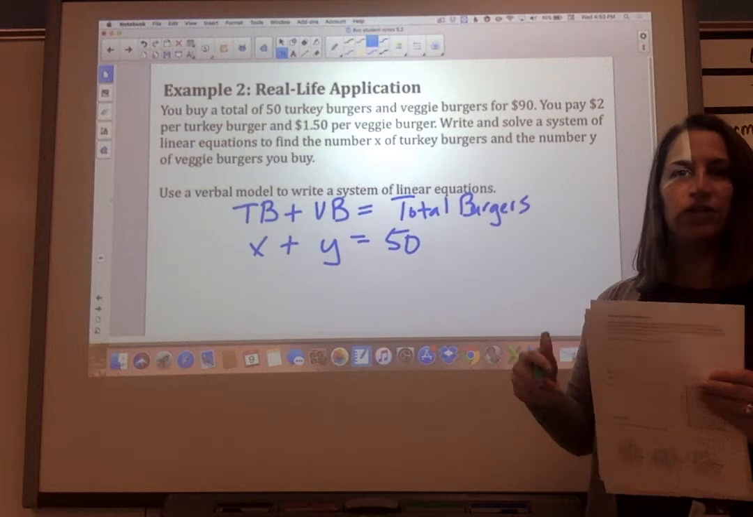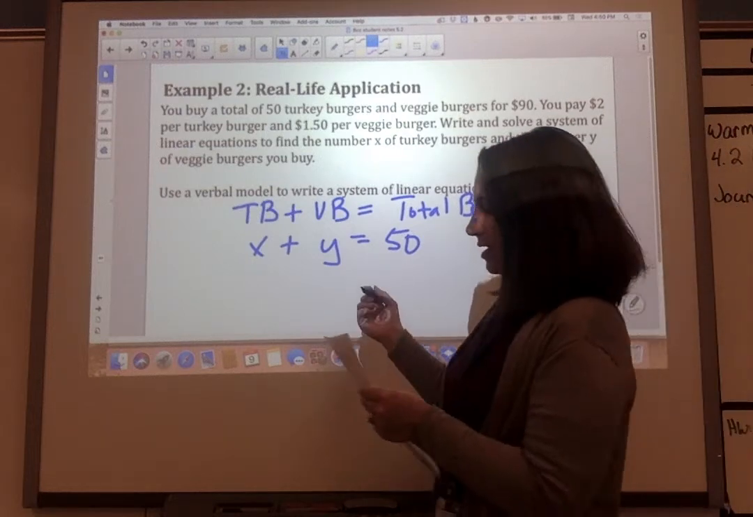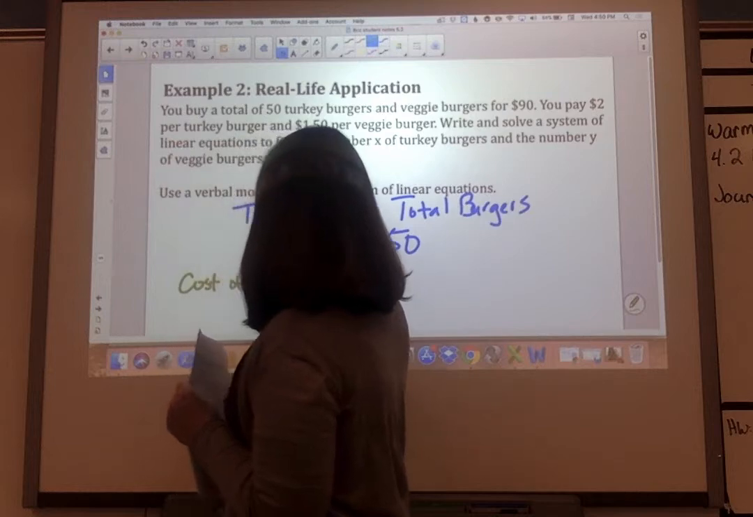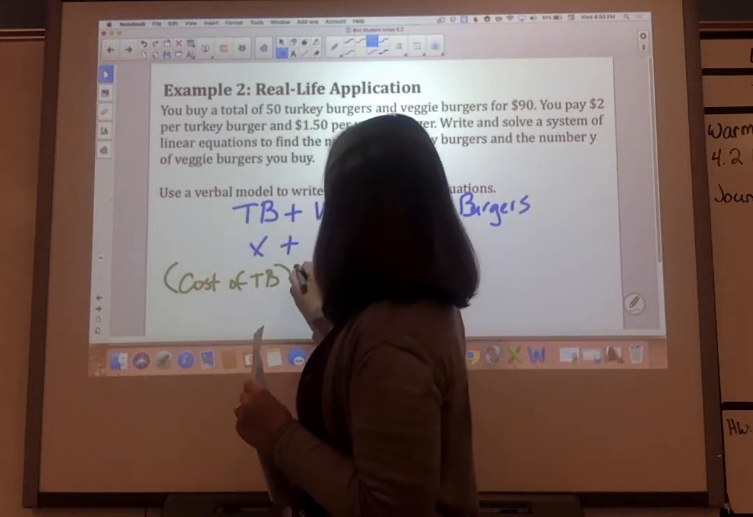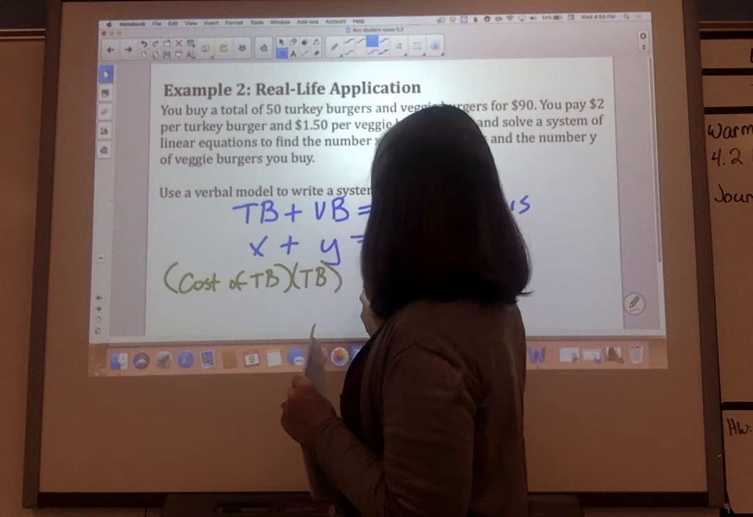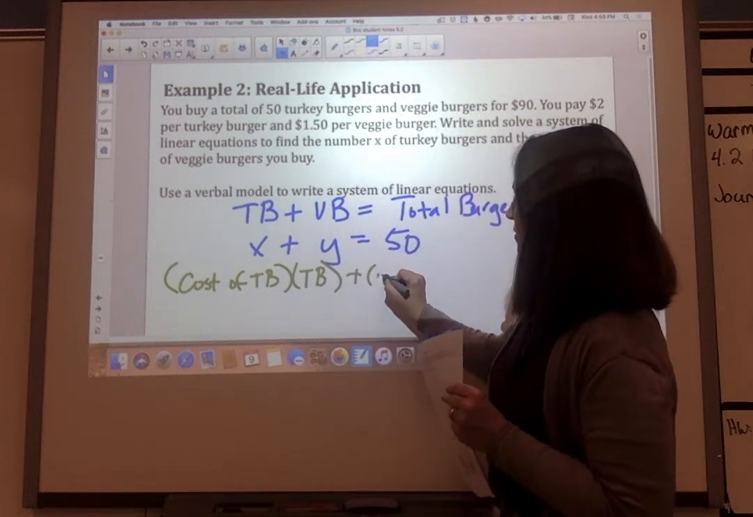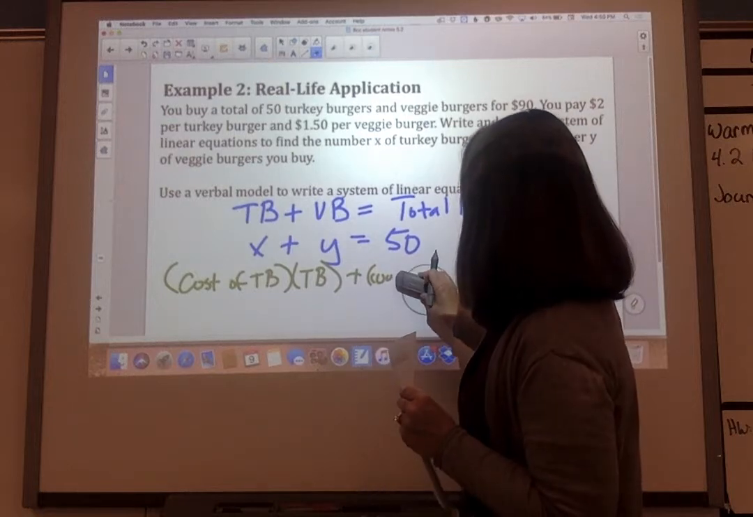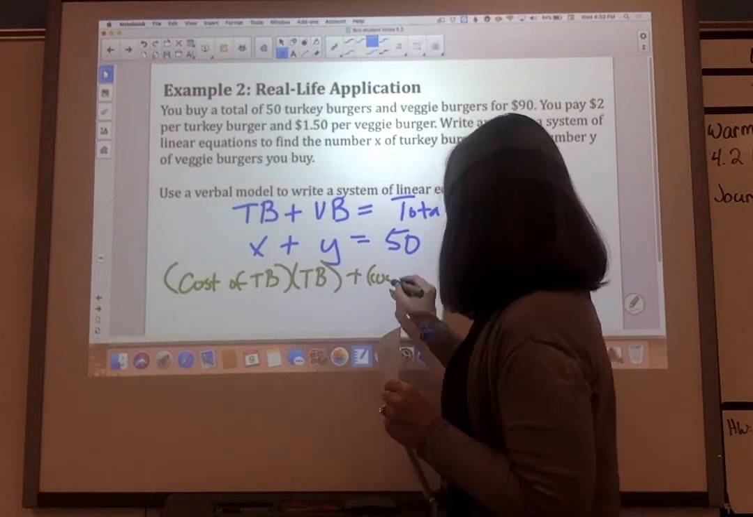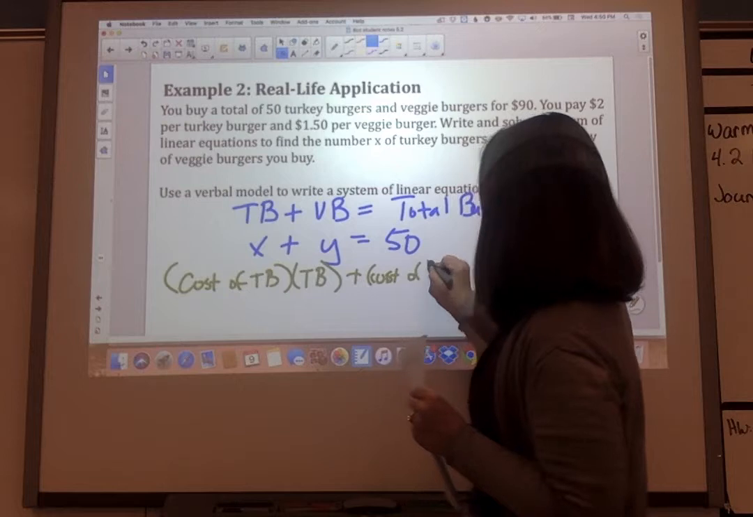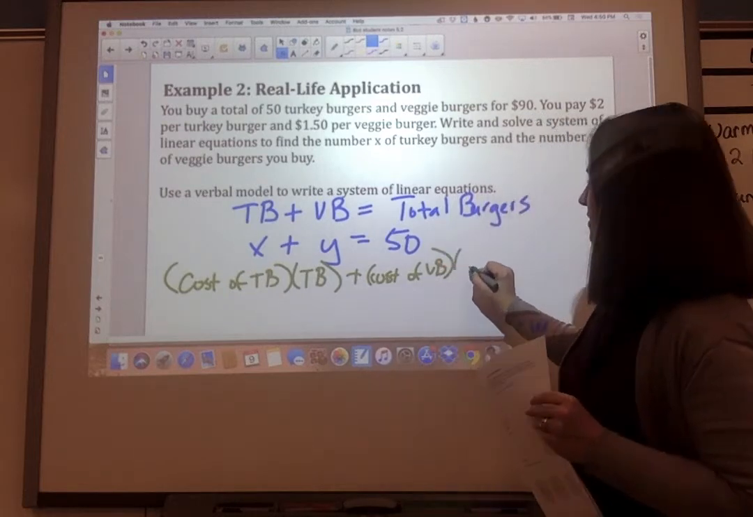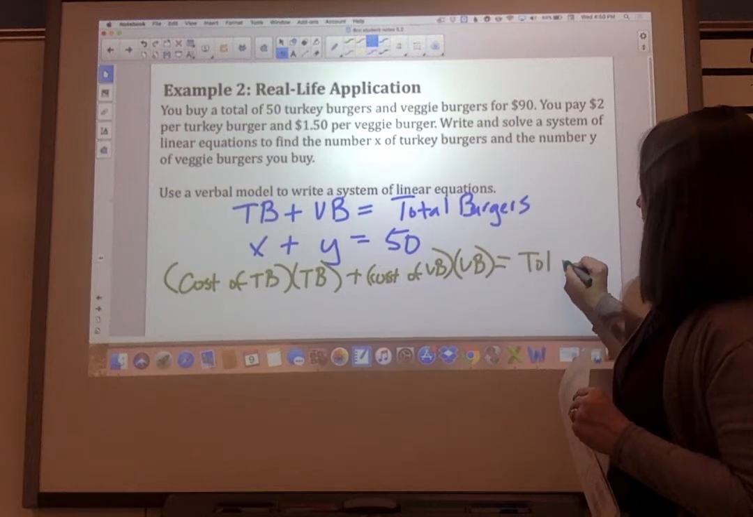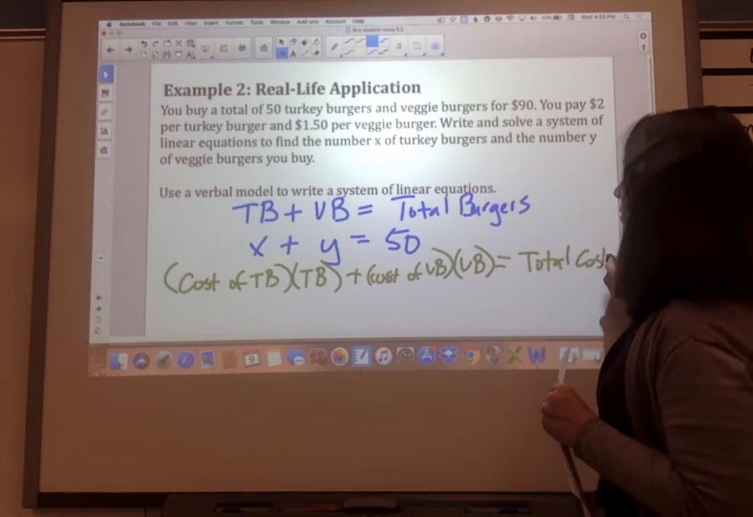Now, the other equation is going to include the cost. So we're going to find the cost of turkey burger times the number of turkey burgers plus the cost of veggie burgers times the number of veggie burgers equals the total cost.